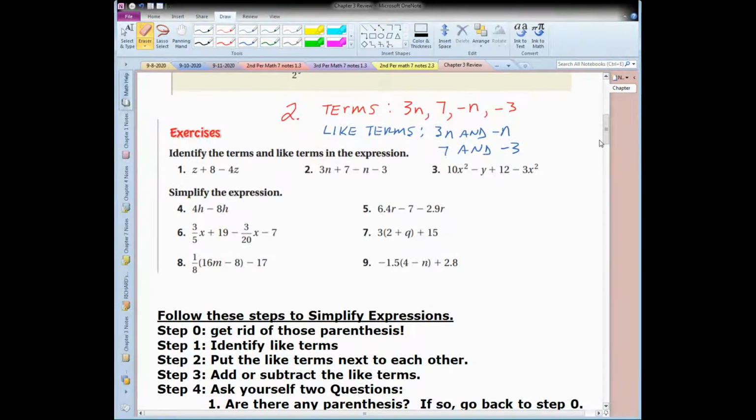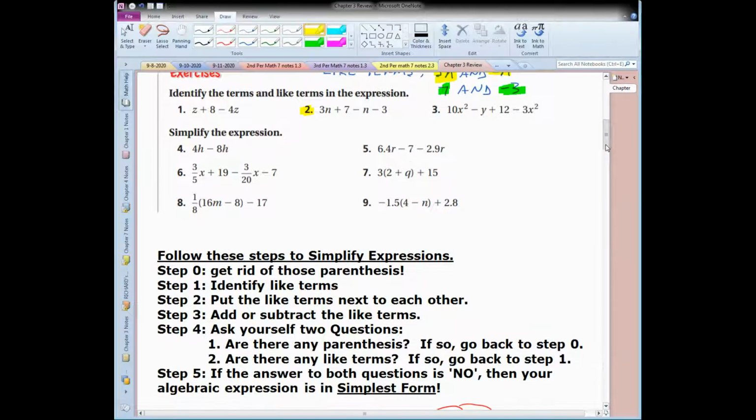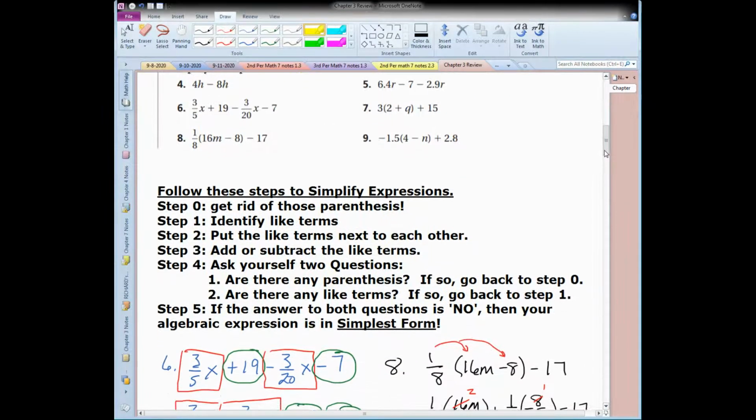Okay. I did work out one of the problems here, number 2. That one's done. It's up here. So you can see how we list the terms in this expression. And then that makes it easy to identify the like terms and put them together. Pretty straightforward stuff. For simplifying expressions, this was the process.